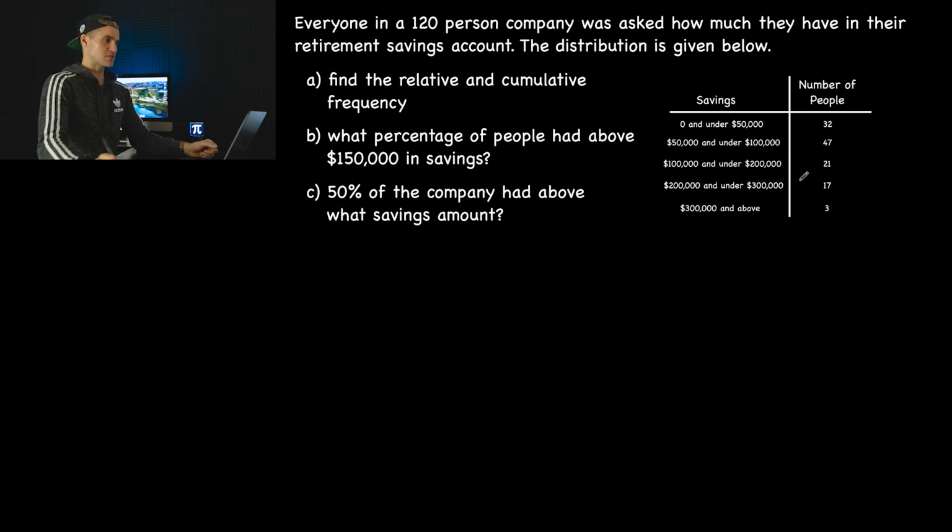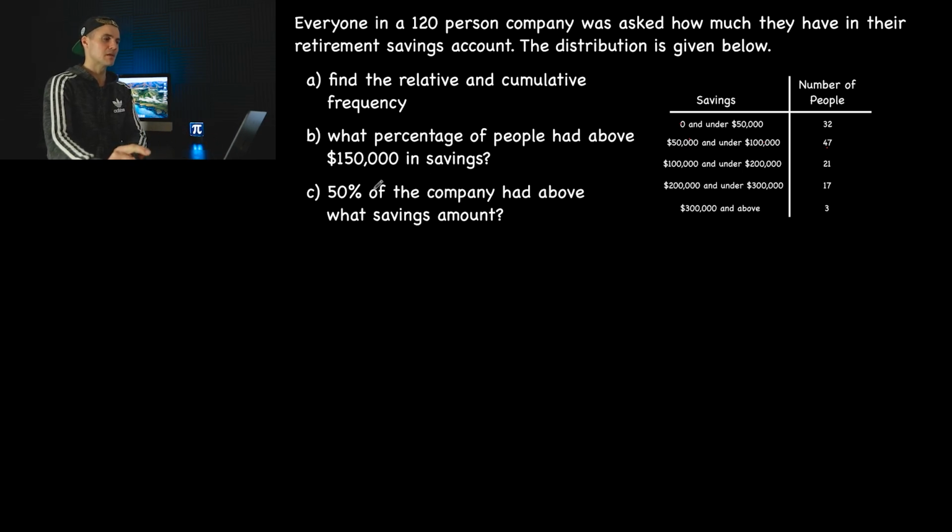So in this particular question, we are told that everyone in a 120-person company was asked how much they have in their retirement savings account. The distribution is given here, right? So the people that said from 0 to 50 was 32, from 50 to 100, 47, etc. Given this information, we have to find the relative and cumulative frequency. And then part B, what percentage of people had above 150,000 in savings? And then part C, 50% of the company had above what savings amount?